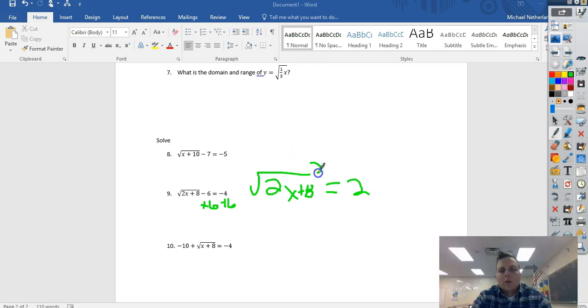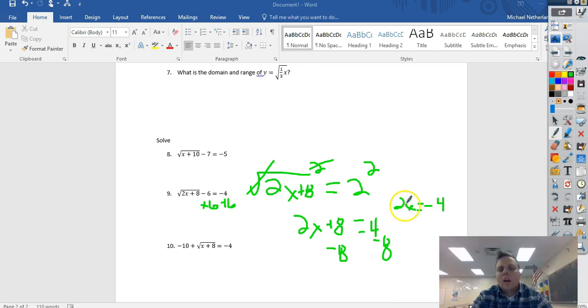Now I want to square both sides, squared and squared. So those cancel, so you get 2x plus 8 is equal to 2 squared is 4. So now you have 2x plus 8 equals 4, so you need to solve for x. So you start by getting rid of any additions or subtractions. So I subtract 8, so you get 2x is equal to 4 minus 8, which is negative 4.